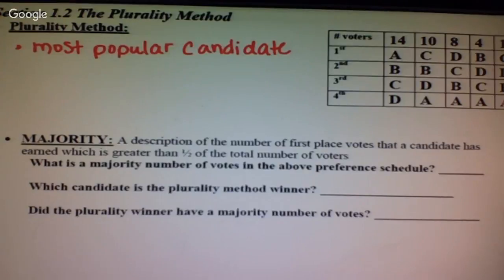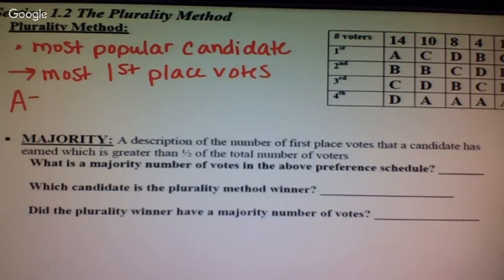Well, if they're the most popular candidate, that means that they have the most first place votes. We don't care about who comes in second, third, or fourth in this method. We only care about the top row. If you look at this first row, how many first place votes does candidate A have? 14. 14 people put A in first place.